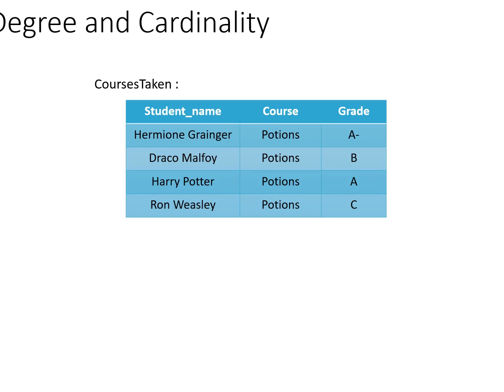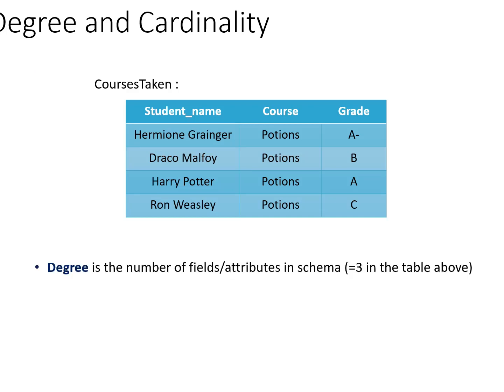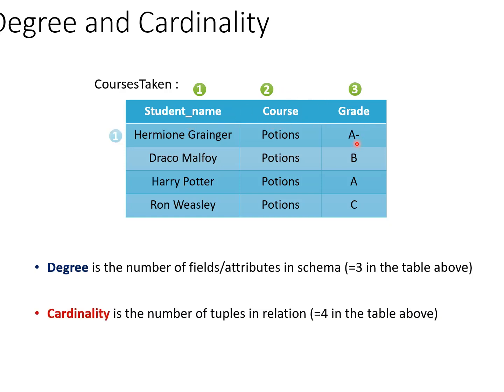And there is something called degree and cardinality which you need to know. What do we mean by degree? Degree is nothing but the number of fields or attributes in a particular table. Say you have this courses taken table. The degree of this table is 1, 2, 3, that means 3 attributes are there. In the same way, cardinality is this 1, 2, 3, 4, that means how many rows or tuples or records are there in this table. That gives you the cardinality.